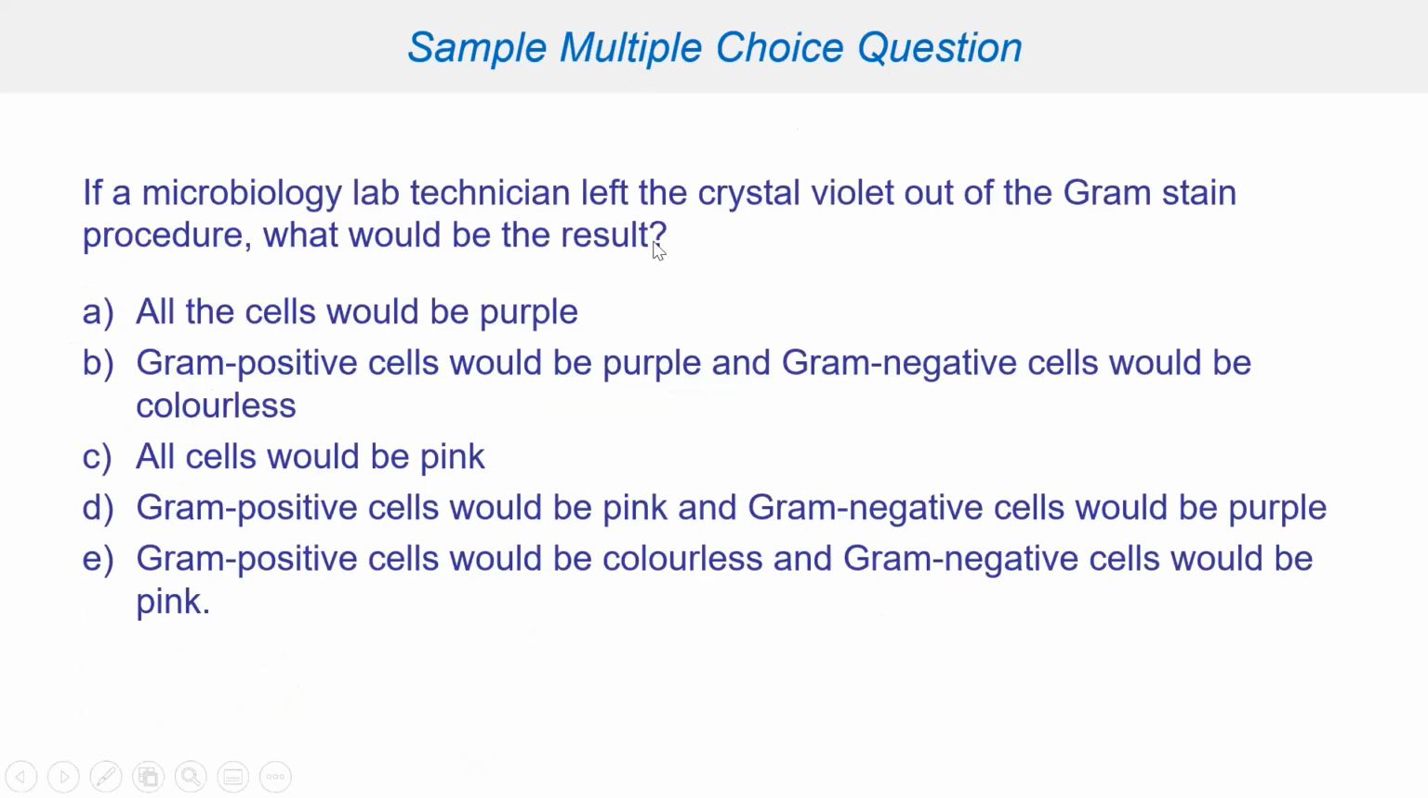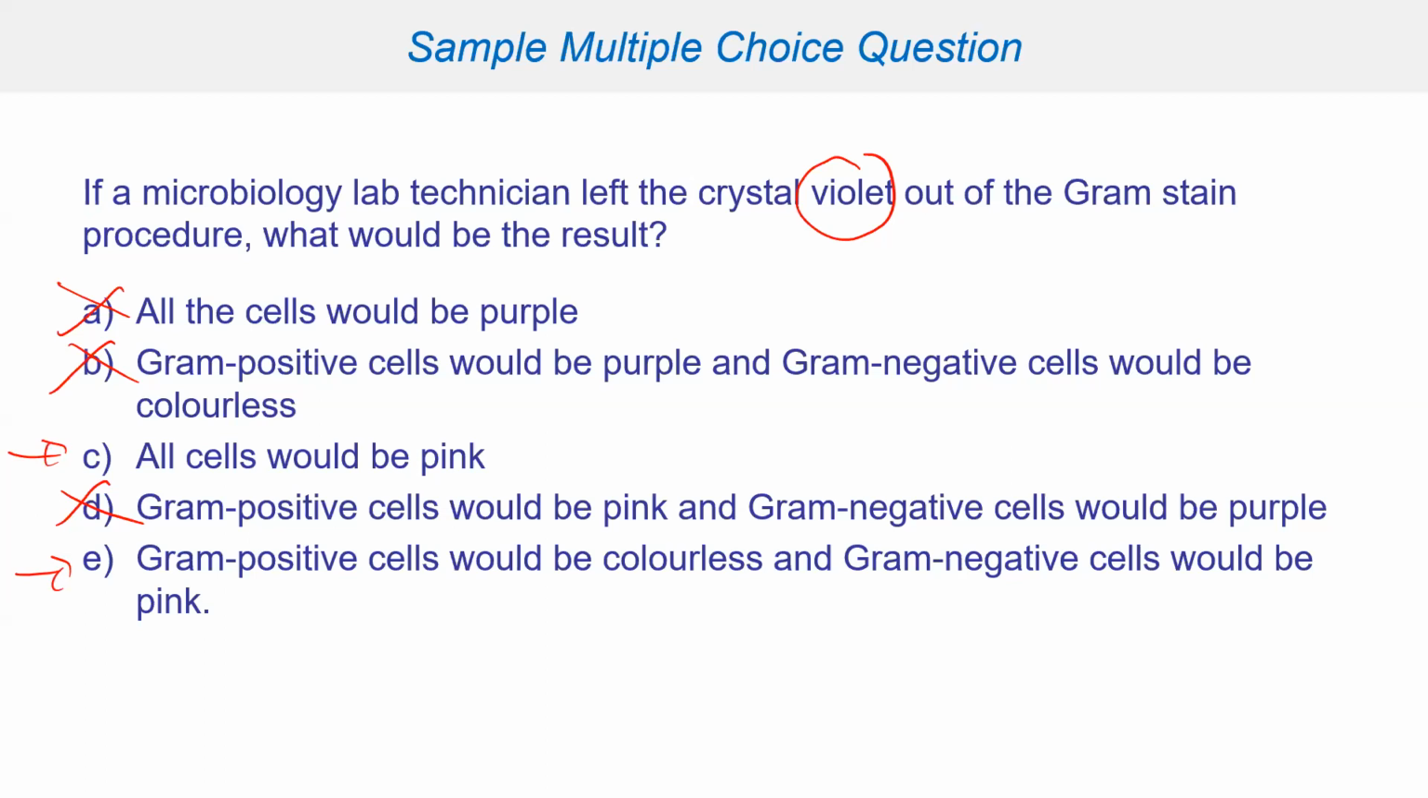Here's another one. It says here, okay, what if a technician left the crystal violet out of a gram stain procedure? Okay, so let's read the answers here. So remember, violet is purple. Okay, so anything with the answer purple is going to be wrong, because nothing can be purple if you haven't put the purple in. So that means all the cells will be purple. Wrong. Gram-positive, okay, that one is purple. That one is purple. Okay, so that leaves C and E.